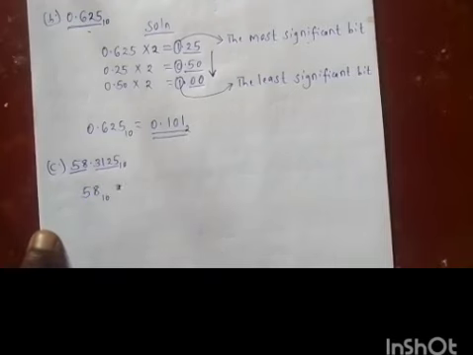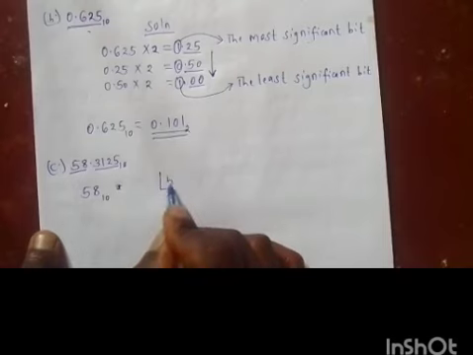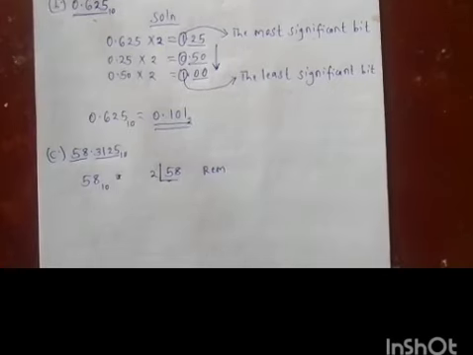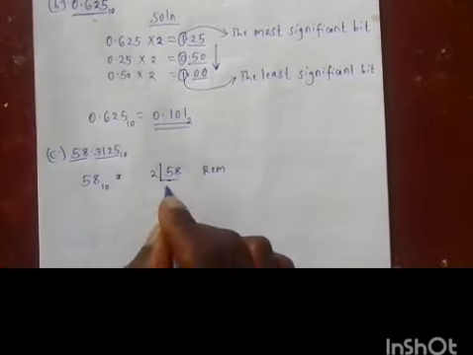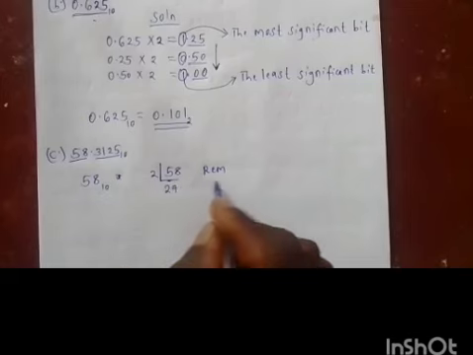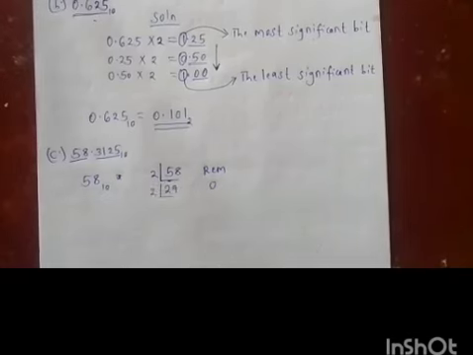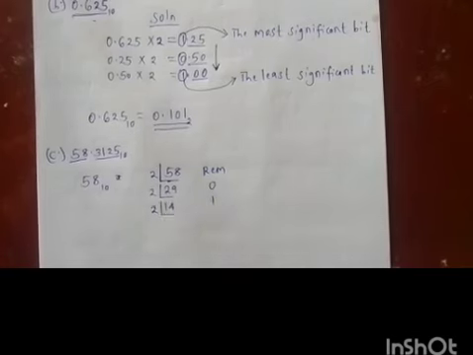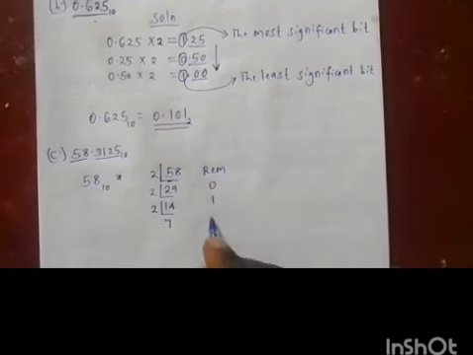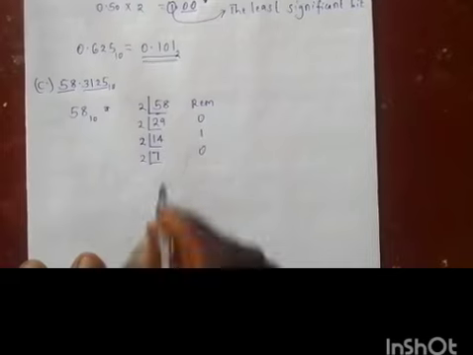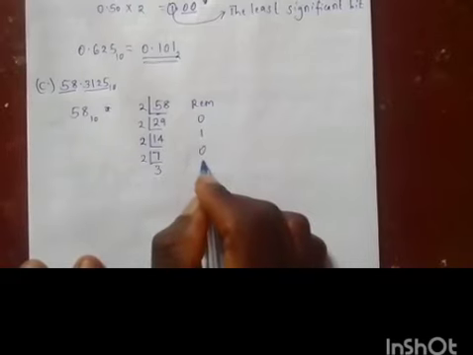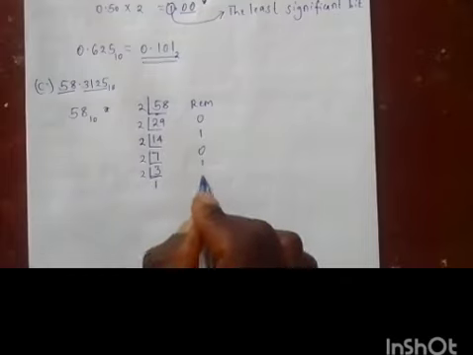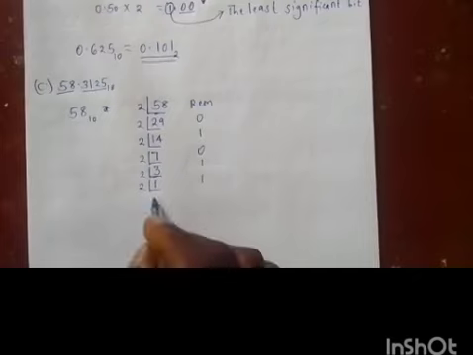We said we are going to divide it by 2 while noting the remainder at each stage. So we take 29 and the remainder is 0. We take 14 and the remainder is 1. We take 7 and the remainder is 0. We take 3 and the remainder is 1. We take 1 and the remainder is 1. Finally, we take 0 and the remainder is 1.